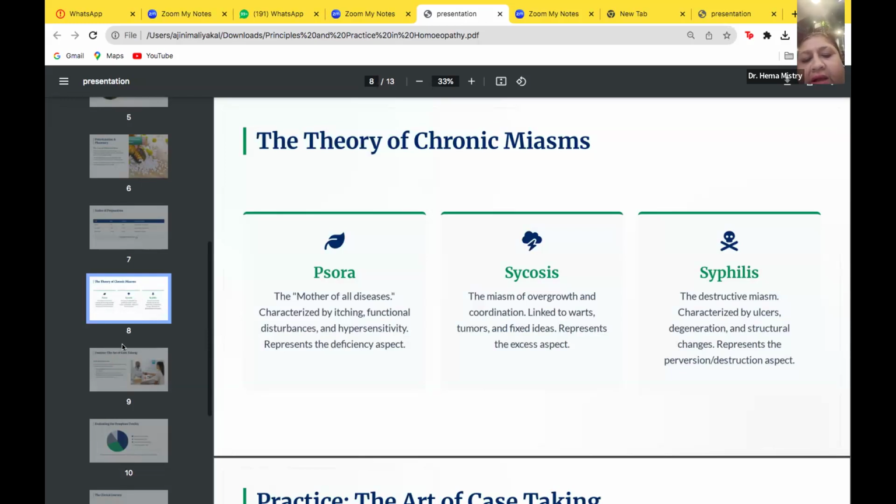He has laid down the entire understanding of Psora, psychosis and syphilis in his theory of chronic miasms, and the principles and practices which we need to study, refer to, and prescribe as the intercurrent miasmatic remedy to clear that block, so that we are able to heal the patient completely with the constitutional remedy. Next.